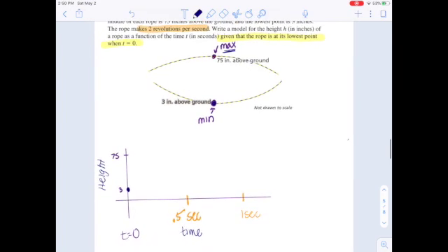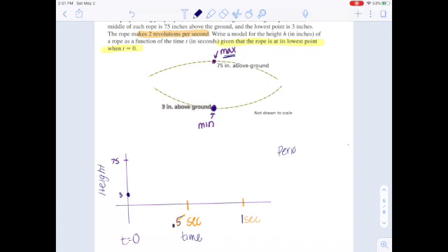Let's talk about our period. The problem says the rope makes 2 revolutions per second. So on my x-axis for my time, I know that in this full 1 second, it's going to make 2 revolutions. It's going to spin twice around. All right, so 1 revolution would be half a second. So that is going to be our period. So 0.5 of a second. That is 1 revolution. So I'm going to start at t equals 0, and my graph is going to be all the way back down at 0.5 seconds.